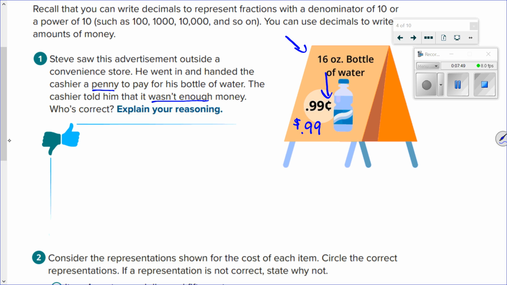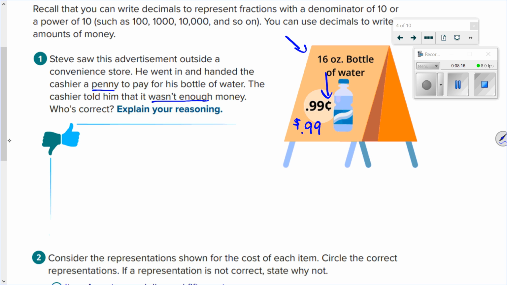Guys, listen up. Here is why I have tried to stress to you so much this year that your units matter. When I am talking about cents and it says the water bottle costs 99 hundredths of a cent, Steve was right. Because he gave her a whole cent, it only cost 99 hundredths of a cent.